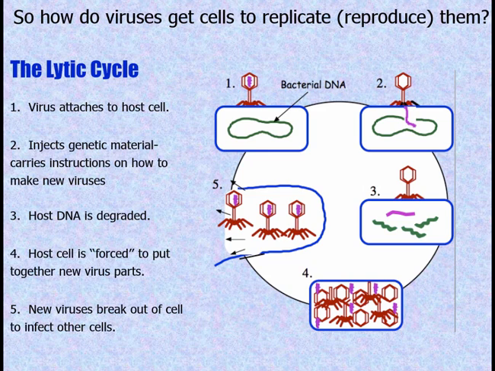Now notice in step four that it builds them and builds them and builds them until the cell is bursting with virus parts. And eventually in step number five, the cell breaks open. We call that lysing, which is part of the name lytic cycle. When it lyses open, the cell breaks open and these built viruses come tumbling out. And now any one of those viruses can move on to infect another cell.